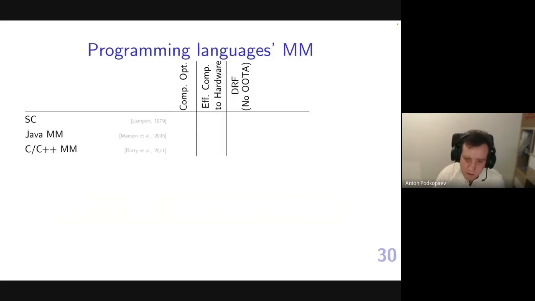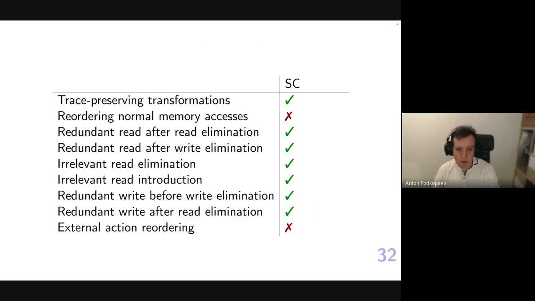So we have our three main criteria. I already mentioned three memory models: sequential consistency, the Java memory model, and the C and C++ memory model. And in terms of compiler optimizations, which is our first column, as we saw, sequential consistency does not allow all compiler optimizations which are performed by real compilers, or even ones which we expect to be good optimizations.